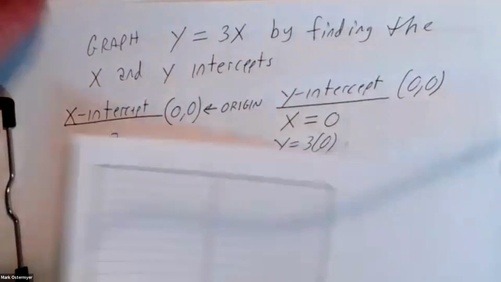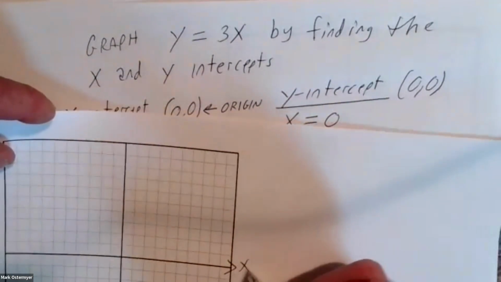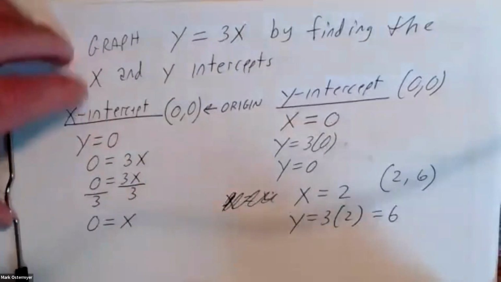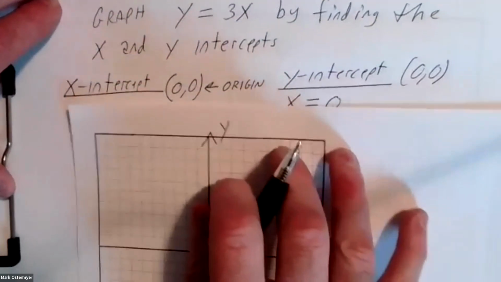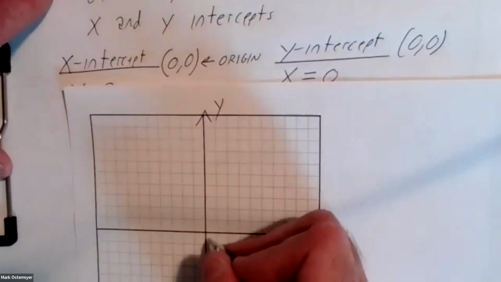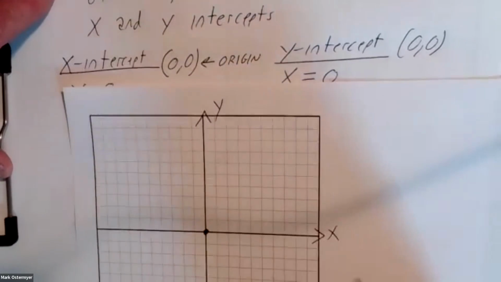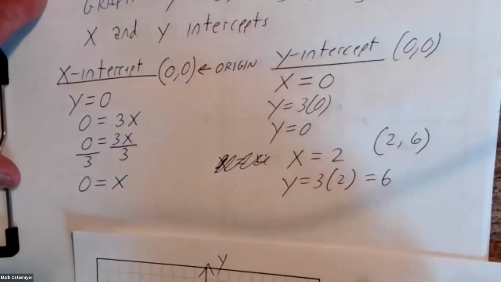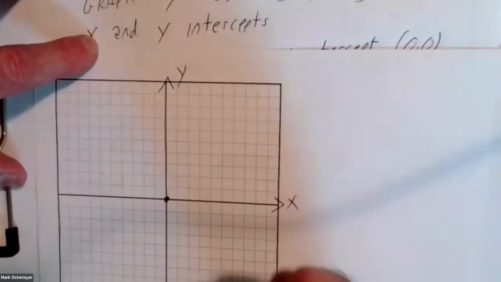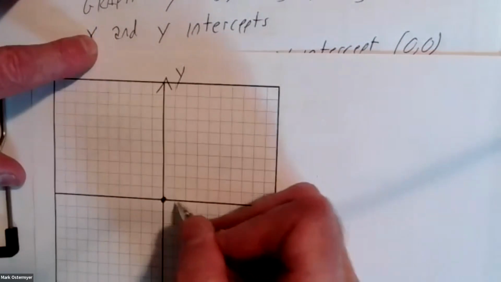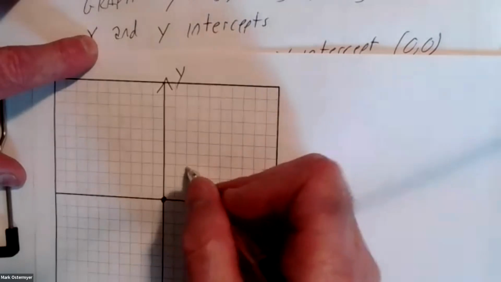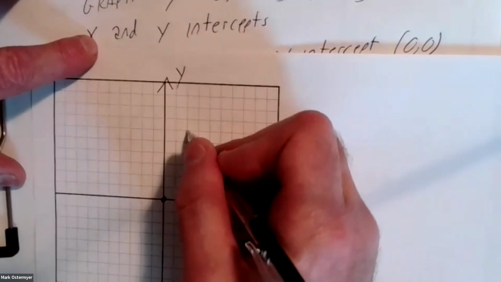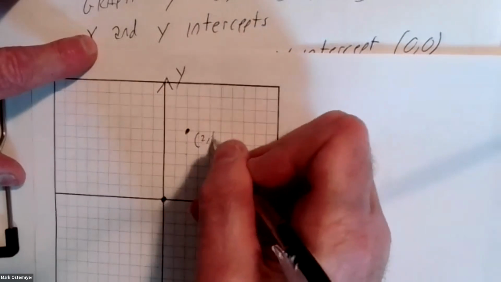Well, let's take a piece of graphing paper and see if we can graph it. So let's plot the x and y intercepts first. Both of those are the origin right here. And we're going to plot this other ordered pair solution we discovered, which is (2, 6). To plot (2, 6), we start at the origin, move 2 to the right, 1, 2, now up 6. 1, 2, 3, 4, 5, 6. There's (2, 6).